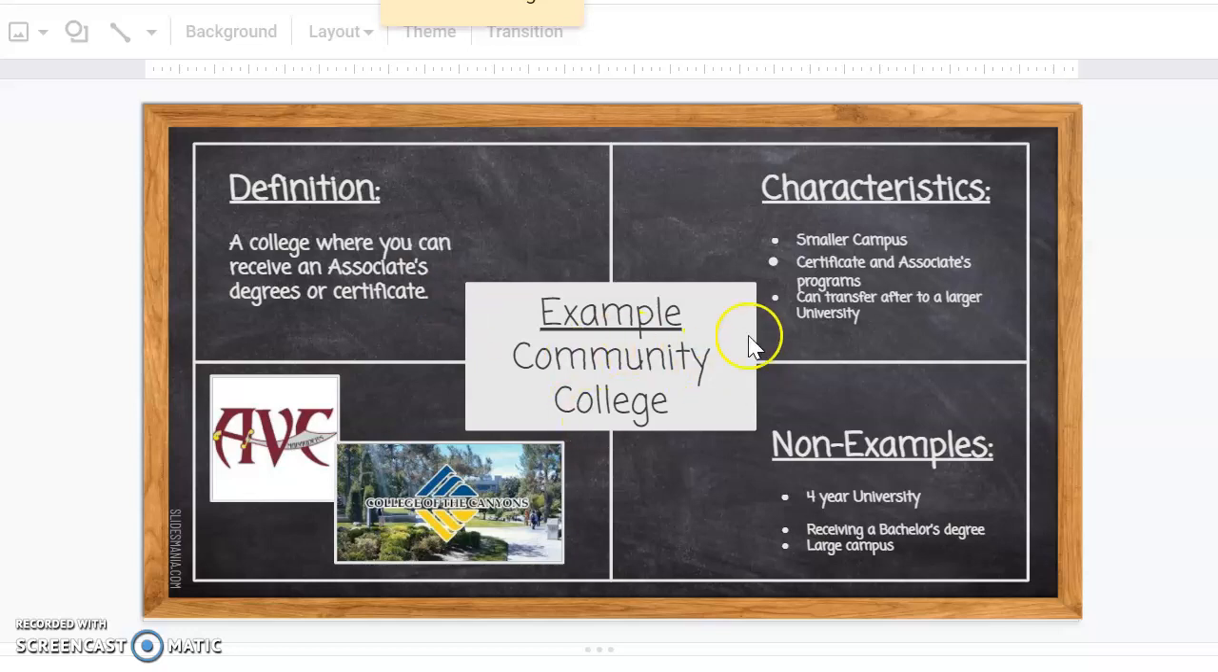Now, again, I did community college as just an example, but you can choose any one of the colleges that we've previously discussed. So my definition for a community college is a college where you can receive an associate's degree or a certificate from a program.